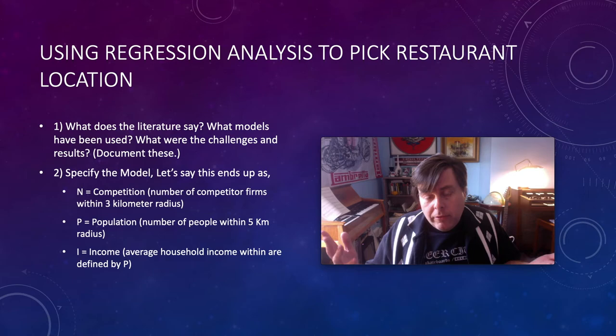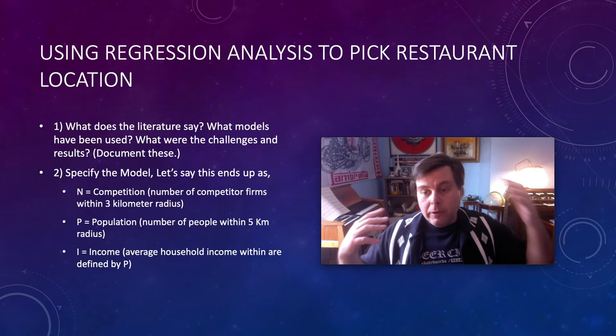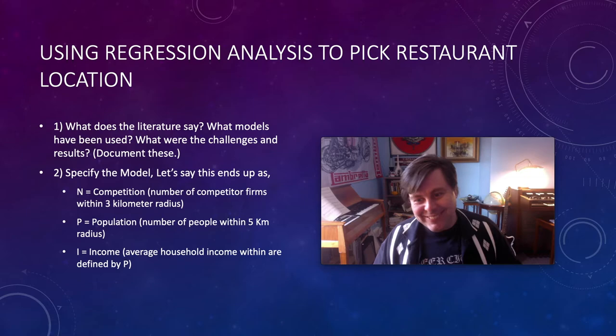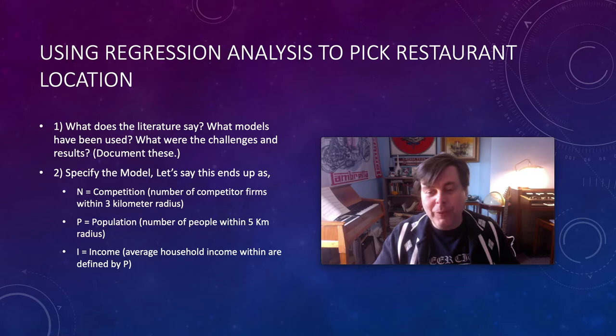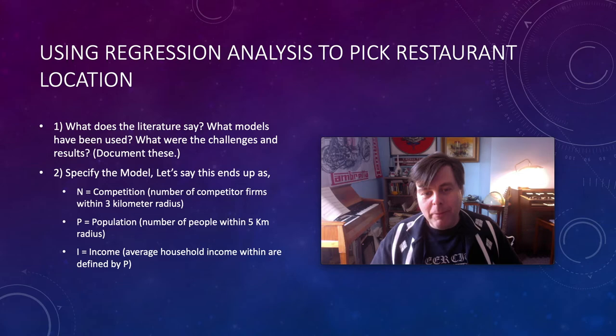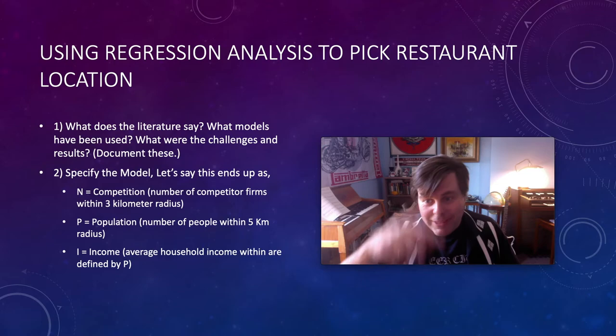Okay, so step two then, let's specify our model. And again, I'm not implying this is a good model, right? This is just going through it here, right? Okay, and we're going to say the model looks like this, and we're going to say it's a number of competitor firms within 3 kilometers radius of where we think we want to locate. Okay. P is the population or the number of people within 5 kilometer radius, and I is the income. So it's the average income of people within that population radius.